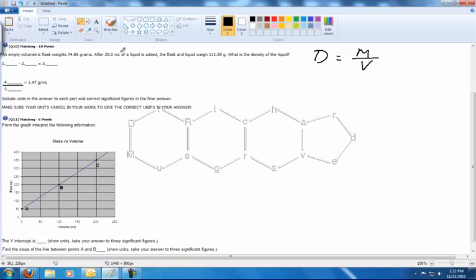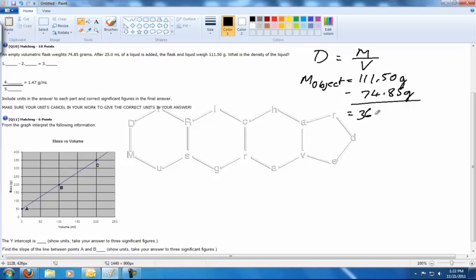We actually already have the volume, which is 25.0 milliliters. But the mass here is going to be 111.50 grams for the total, and then the flask itself weighs 74.85 grams. So we need the mass of the object, and the mass of the object will be 111.50 grams minus 74.85 grams.